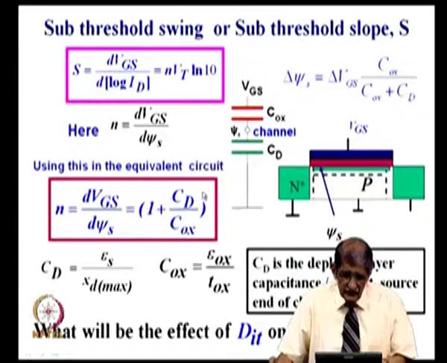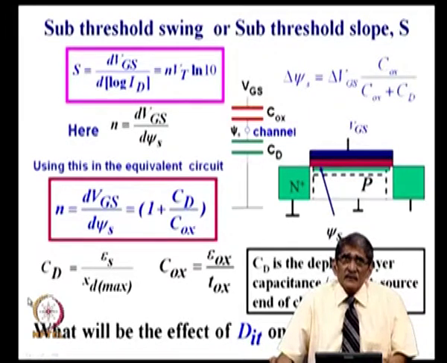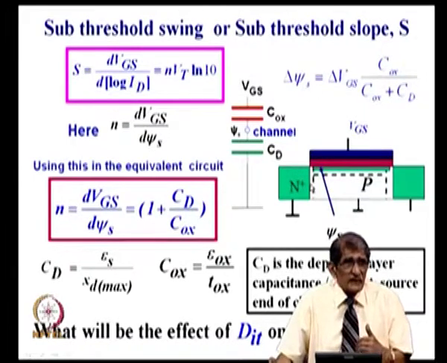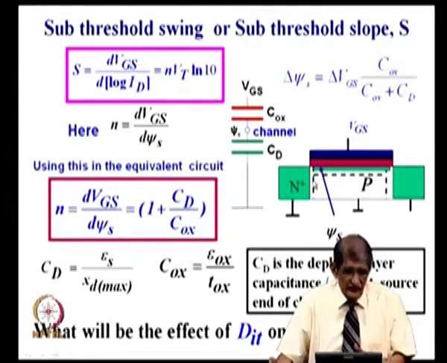Therefore, per unit area, CD is epsilon silicon, epsilon 0 of course, I am assuming it is absorbed into that, divided by x t maximum. I call it x t maximum because this is the point where the depletion layer is maximum. As you go to that side, it will be different. We take it very close to x t at the source end. And C oxide is epsilon oxide divided by T oxide. Remember, epsilon oxide is actually epsilon 0 into epsilon r.